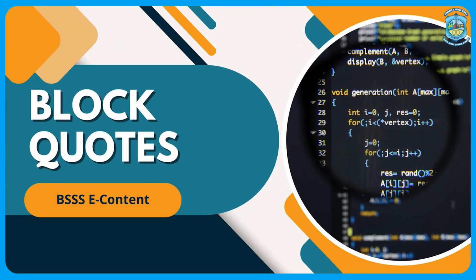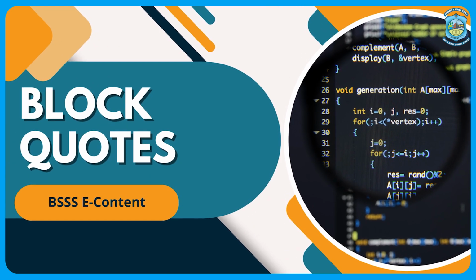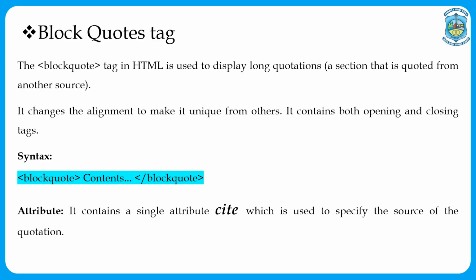Coming to the next tag, that is the block quotes tag. The block quote tag in HTML is used to display long quotations. It changes the alignment to make it unique from others. Actually, it gives an extra margin from the left side to make it different. So, it contains both opening and closing tags. And this tag has only one attribute, called cite, which is used to specify the source of the quotation. And this is the syntax: block quote, then content, and closing block quote. So, again this is a container tag.